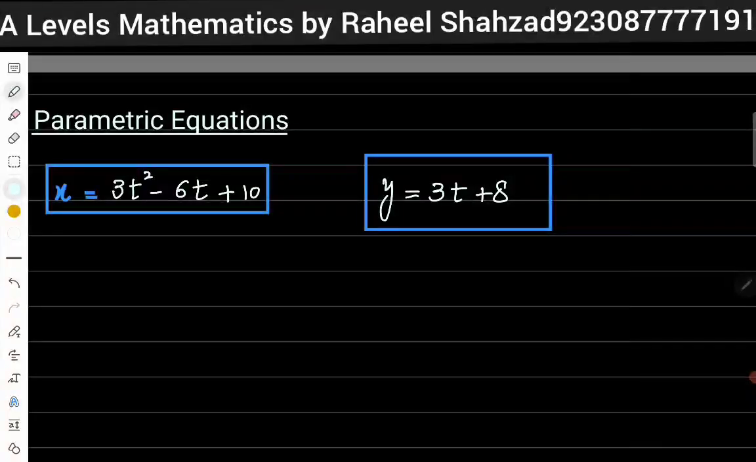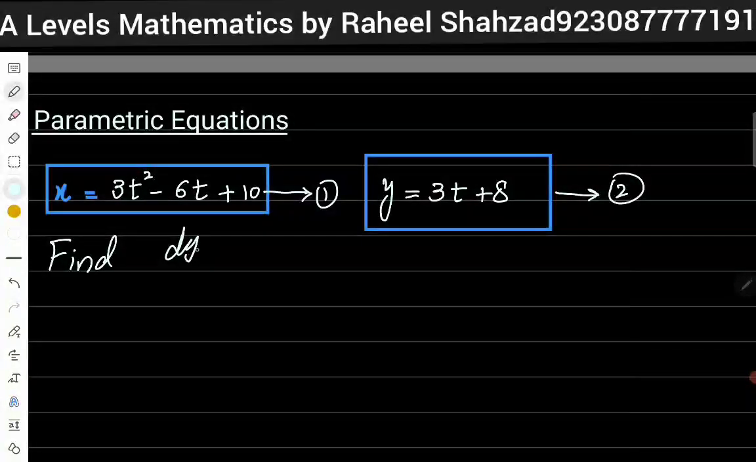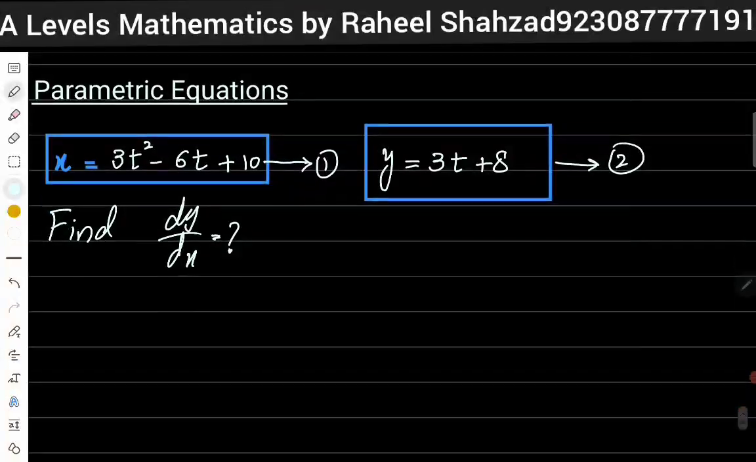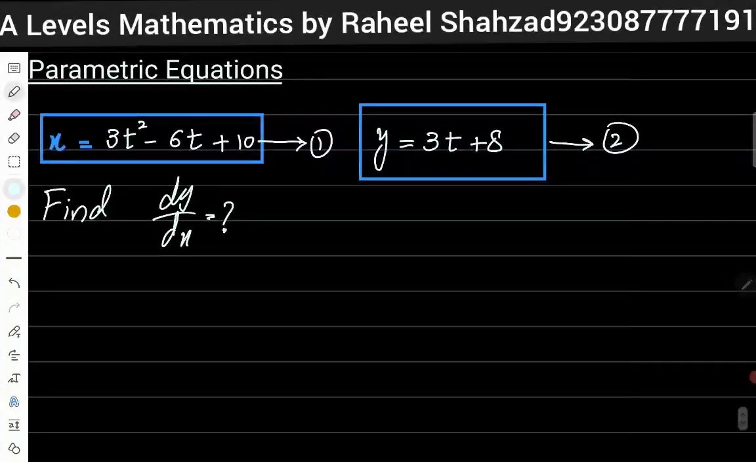So these are two parametric equations of a curve, given in parameter t. We are asked to find dy by dx. We are going to learn how to differentiate x and y separately with respect to t and then apply the chain rule to find dy by dx.